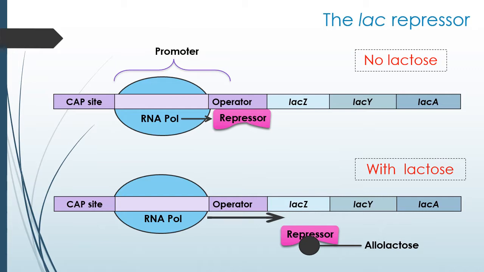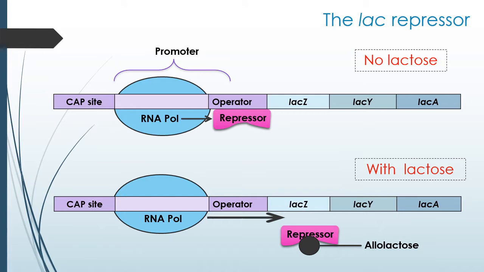When lactose is not available, the lac repressor binds tightly to the operator, preventing transcription by RNA polymerase. However, when lactose is present, the lac repressor loses its ability to bind DNA. It floats off the operator, clearing the way for RNA polymerase to transcribe the operon.